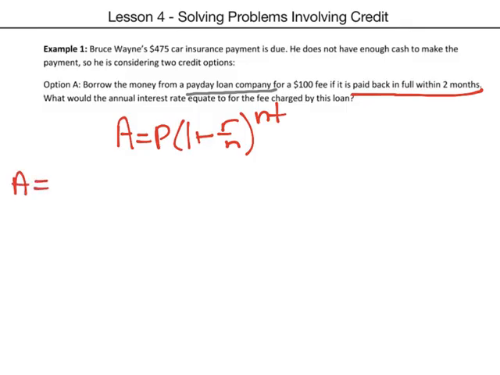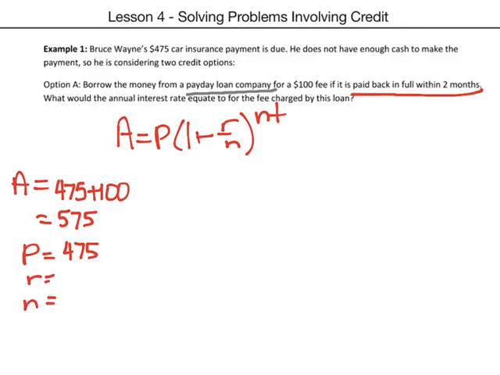For our A value, because we know he's paying an extra $100, it's going to be $475 plus 100, which is $575. He borrowed $475. We're looking for the rate. It's compounded per month, we're going to assume, because he's paying per month. And the term is after 2 months, so 2 out of 12 months.